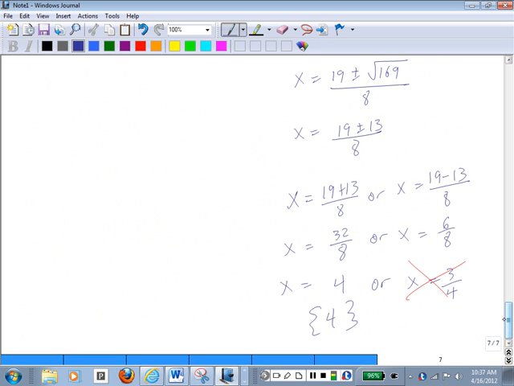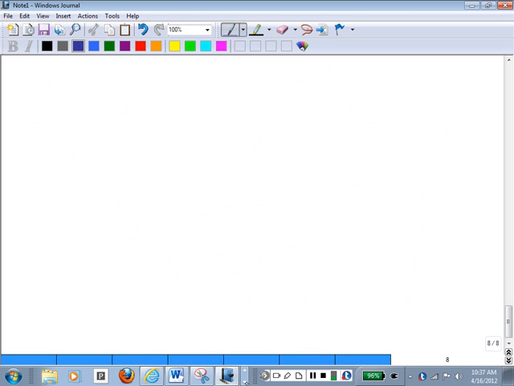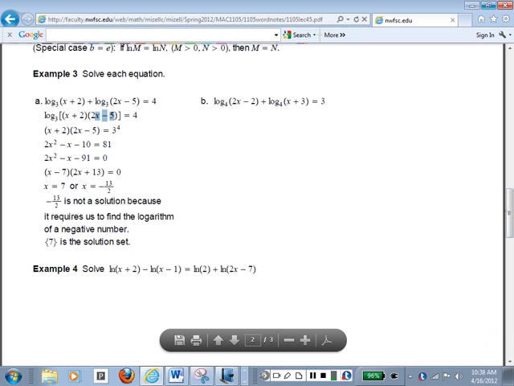Because this one does not require the change of base formula to solve it graphically. That might be a good approach with this one as well. But we won't do that. Instead, let's look at this last one.